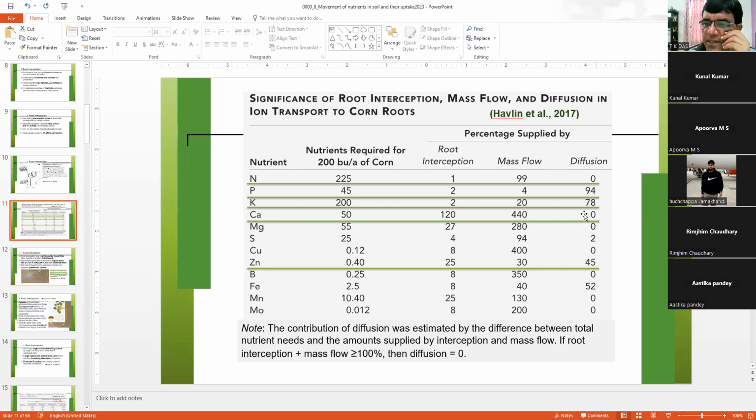And see calcium and magnesium, diffusion is 0, and they are largely moved by mass flow and also by root interception. Your sulfur is by mass flow. Your copper is by mass flow. Your zinc is by three different methods: 45 diffusion, and then mass flow and also root interception. Boron is by mass flow. So at least for nitrogen, phosphorus, potassium, and calcium, magnesium, you can remember which mechanism is more important for movement of nutrients from soil solution to the plant root.